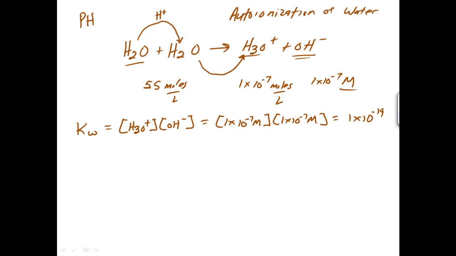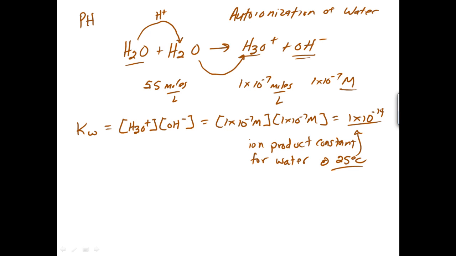So 1 times 10 to the negative 14th has a specific name along with this constant. It's called the ion product constant for water. And this is temperature dependent, so this has to be at 25 degrees Celsius. So at 25 degrees Celsius, the ion product constant for water is 1 times 10 to the negative 14th. So you say, what does this do for me?